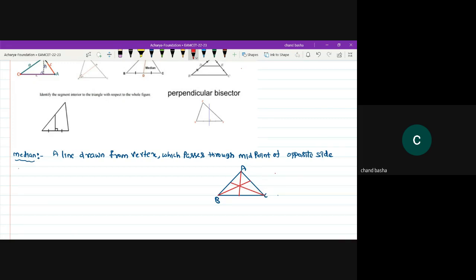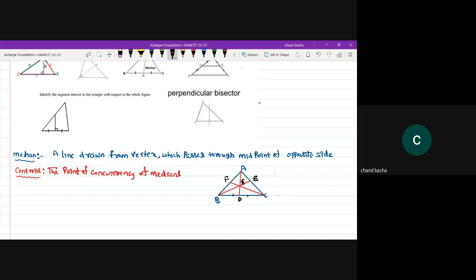Now I can define the centroid. Centroid: the point of concurrency of medians, and it is generally denoted by G. You are observing this is D, this is E, and this is F.